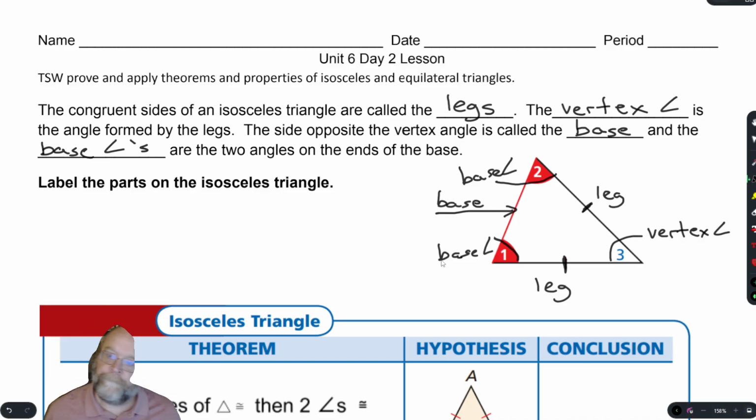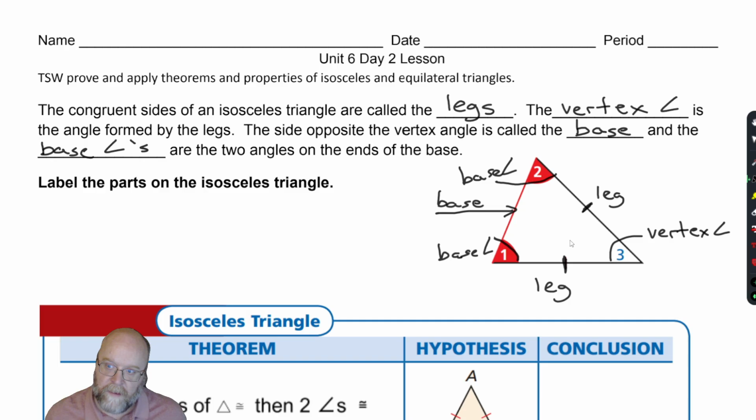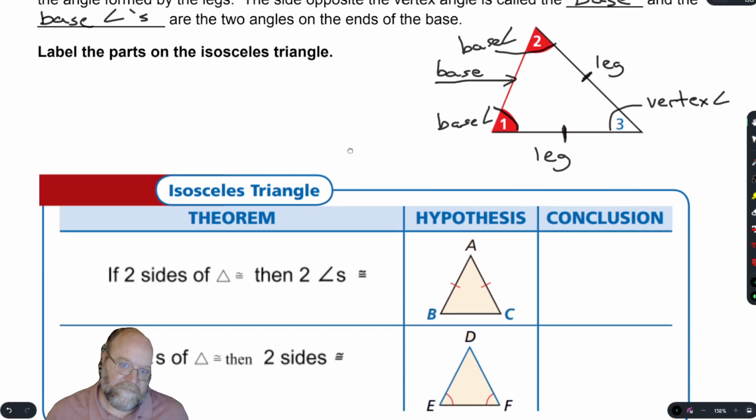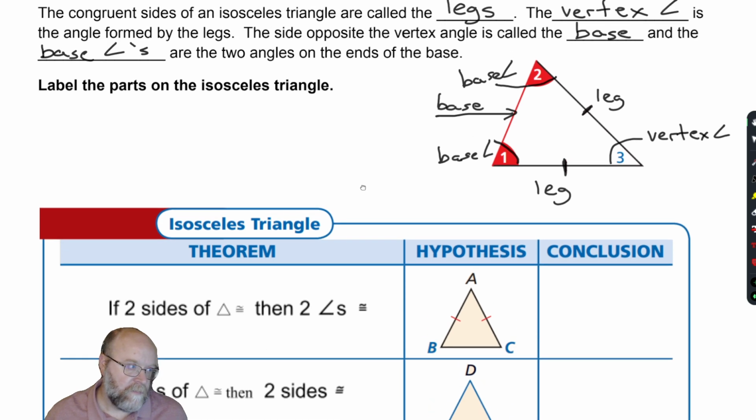Okay. So your congruent sides are the legs. This side is the base. The base is touching both of the base angles. The legs make the vertex angle. All right. Isosceles triangles are so cool.